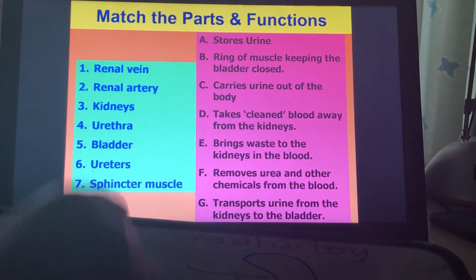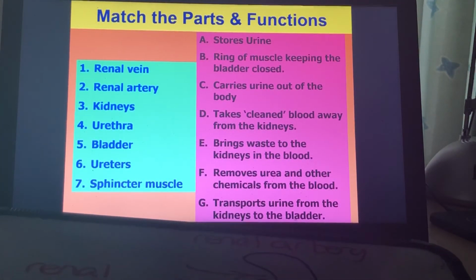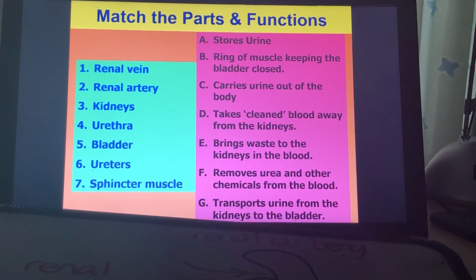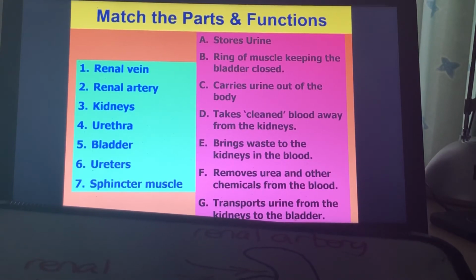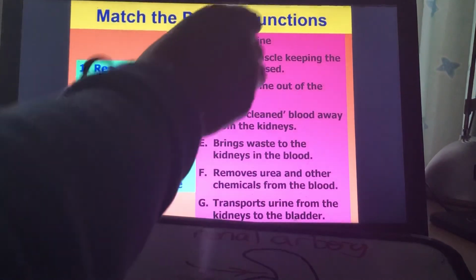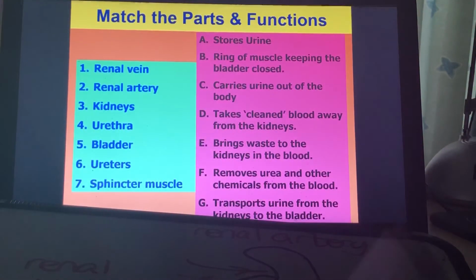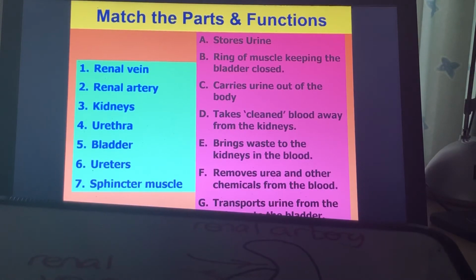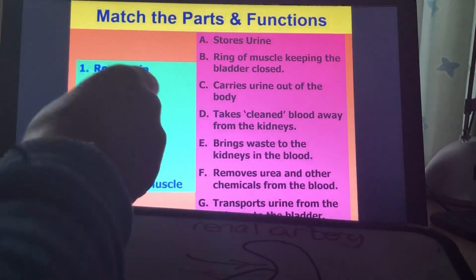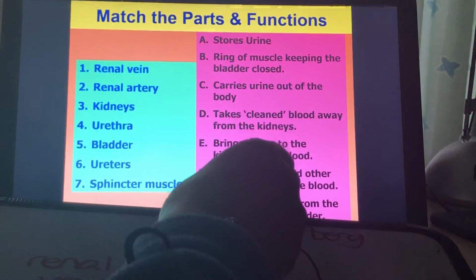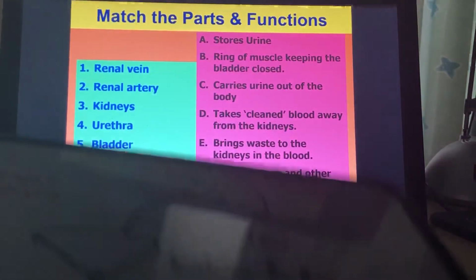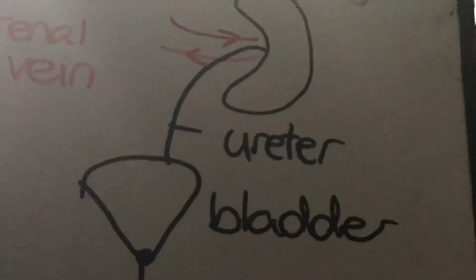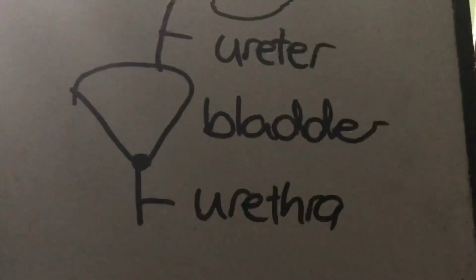And because we have two kidneys, we have two ureters. Transports urine from the kidneys to the bladder. Bladder, basically it stores the urine, so bladder and A. And then we've got a sphincter muscle, this ring of muscle down here that keeps the bladder closed until you go to the toilet and you relax it. And finally, the urethra, carries urine out of the body. Okay, so hopefully that made sense to you there.